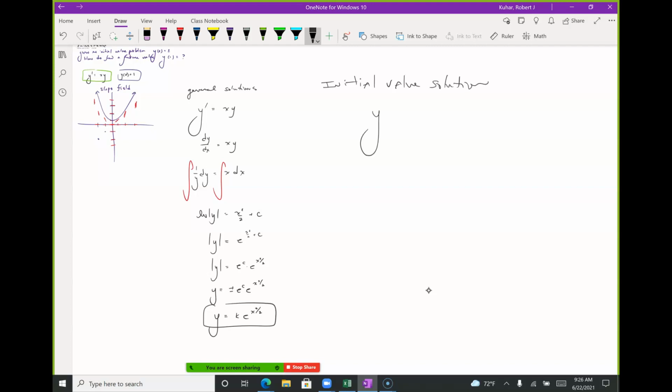I'm going to plug in y of 0 is 1, right? And yeah, I tend to keep it like that just to make it easy. So when I plug in y is 1 and I plug in x is 0, I get k as 1. So it would take care of my plus minus for me. So even though I've hidden that plus minus e to the c in there, when I plug in my initial value, I'll know if it's a positive or negative. So my initial value solution is just e to the x squared over 2, which is nice.